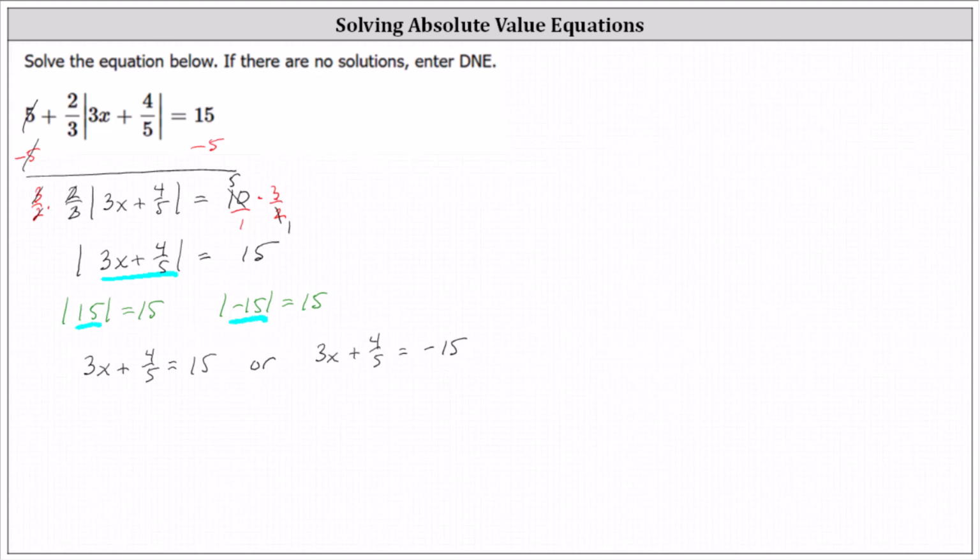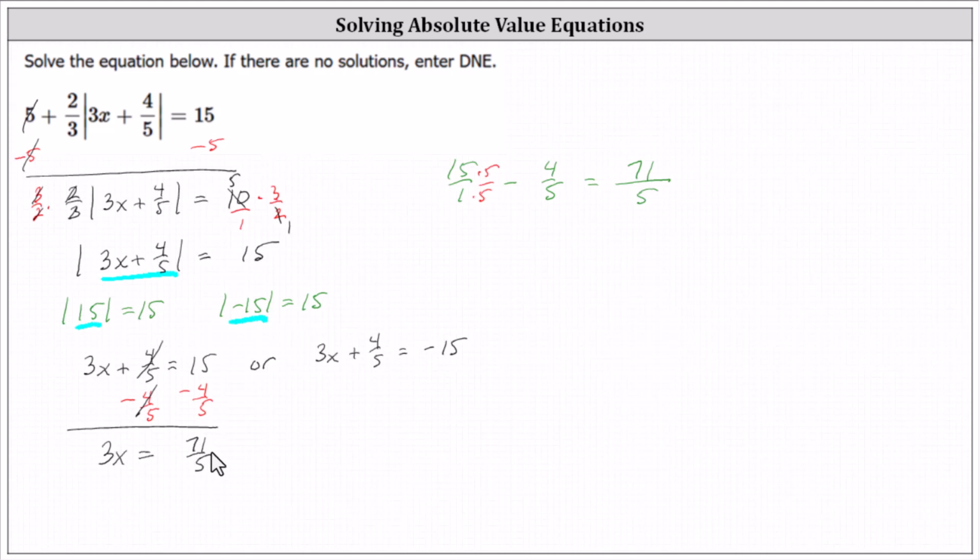For the equation on the left, for the first step, we subtract 4/5 on both sides. Simplifying, we have 3x equals 15 minus 4/5. To perform the subtraction, we need a common denominator, which is going to be 5. This indicates we multiply 15 divided by 1 by 5/5. We have a common denominator of 5, and the numerator is 75 minus 4, which is 71. So now we have 3x equals 71 divided by 5.